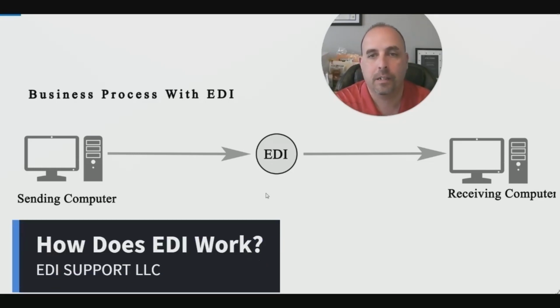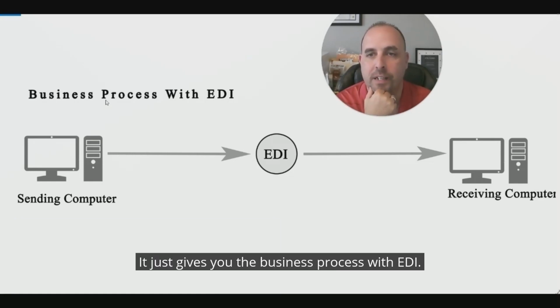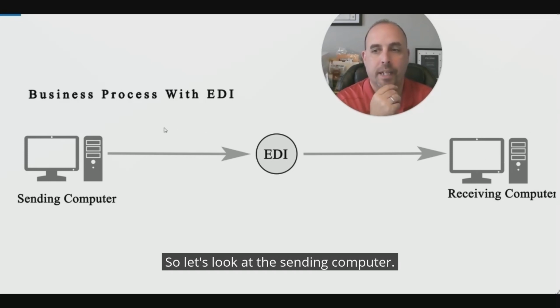So I have this diagram on my screen, and it's a very basic diagram. It just gives you the business process with EDI. So there's the sending computer, EDI in between, and the receiving computer. So let's look at the sending computer.